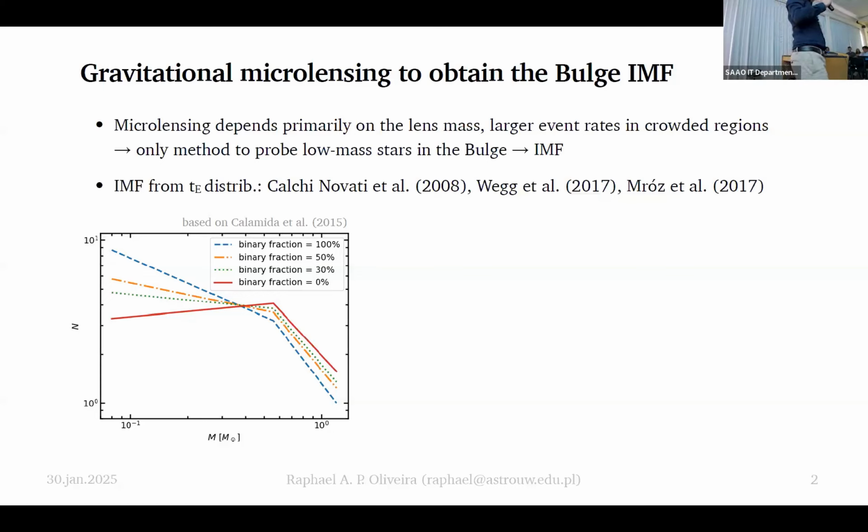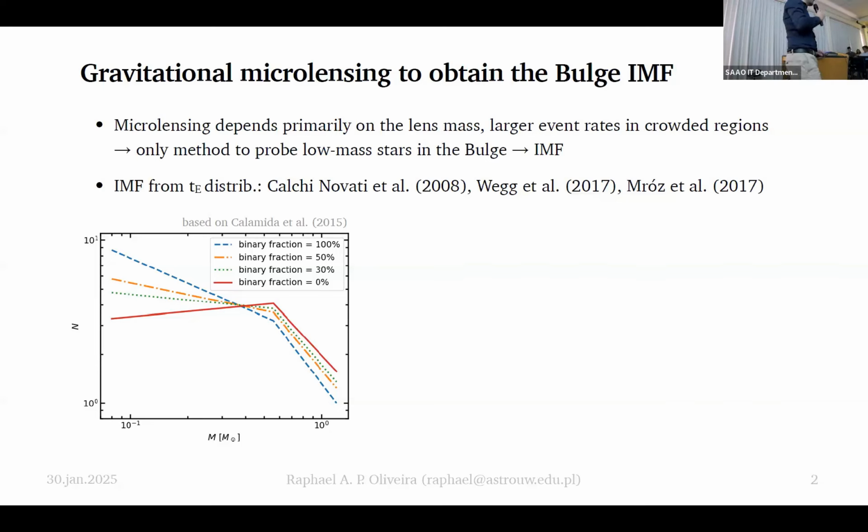So, a bit of the motivation of this work. The fact that microlensing depends primarily on the lens mass, not the brightness, and we have larger occurrence rates in crowded regions, makes it the only or the best method to probe low mass stars in the bulge, and consequently the initial mass function. So we have some works in the literature that use large samples of microlensing events to get the IMF using Galactic models and so on.